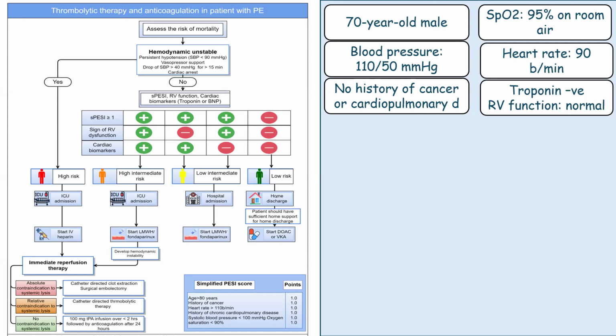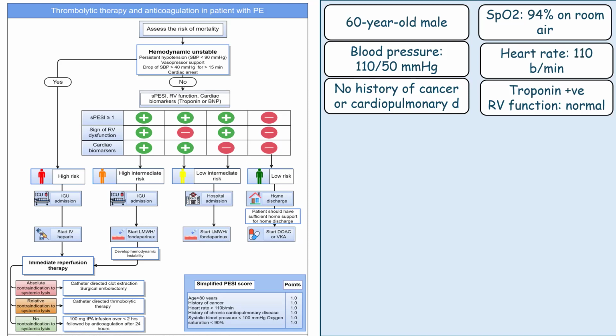According to these parameters, the patient has no risk score on the simplified pulmonary embolism severity index, and both RV function and cardiac biomarkers are normal. This patient is considered low risk. This patient can be discharged safely to home, and he can start a new oral anticoagulant or vitamin K from the start. Let us take the next example.